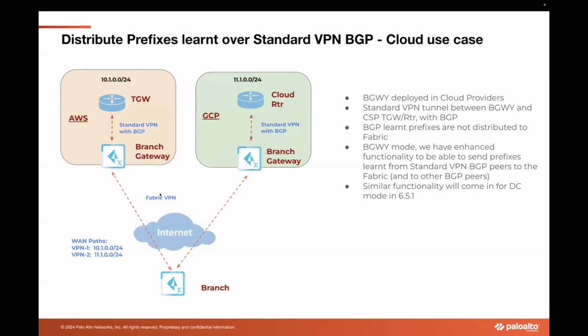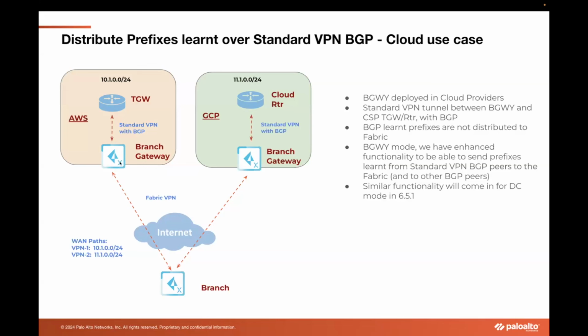Another scenario that we can talk about here is cloud deployments. You're deploying the branch gateway in the cloud, and you might be doing BGP on a standard VPN tunnel towards a transit gateway in AWS or a cloud router in GCP or such. If you were deploying the DC mode prior to the branch gateway functionality, you would have to configure all the application VPC subnets as site prefixes at the DC site level, and those would be advertised into the fabric.